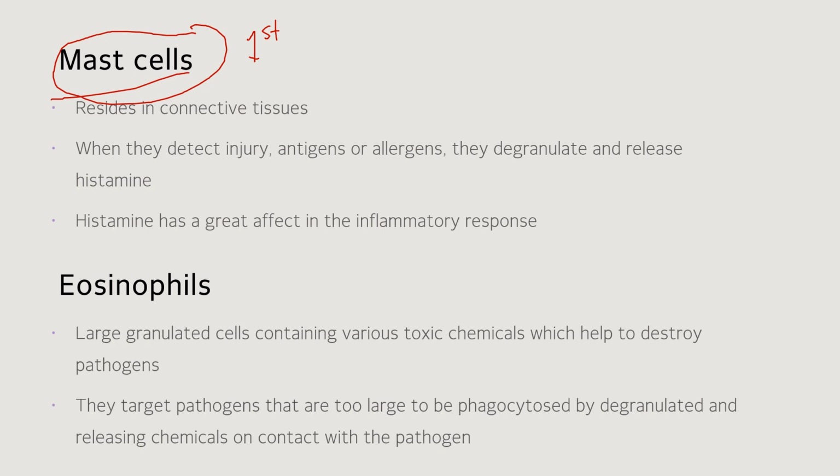That histamine is a really good marker for other cells to come over and help out. We then have our eosinophils. Eosinophils are really, really specific to large pathogens. These are granulated cells and they have toxins inside. When they target a pathogen that's too large to be phagocytosed, so if a phagocyte comes over and says, nah, this is too big, it's things like worms and parasites and quite large pathogens. This is when the eosinophils are going to come, degranulate and release toxins, and they make contact with the pathogen and then they kill it. So eosinophils are really specific to extracellular large pathogens.